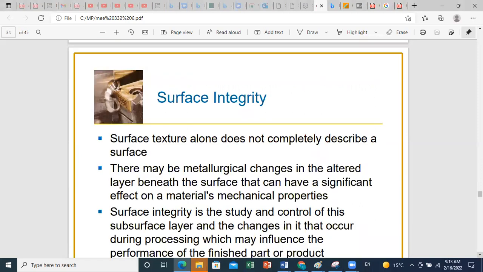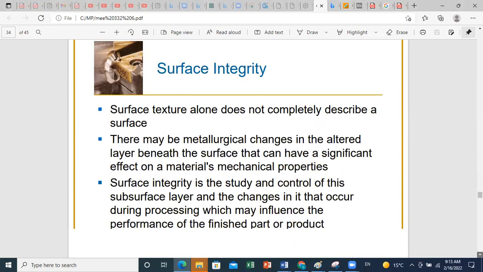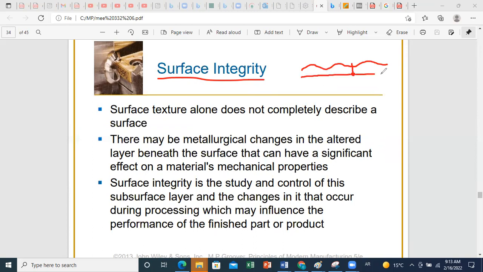Now, we talked already about surface texture. Now we'll deal with surface integrity. And as I told you, surface texture will just observe the external profile of your surface without going deep into your product. However, integrity will consider the layer that is below the top, and it will study its characteristics. We'll see that this layer can have a large effect on the mechanical properties of the product.